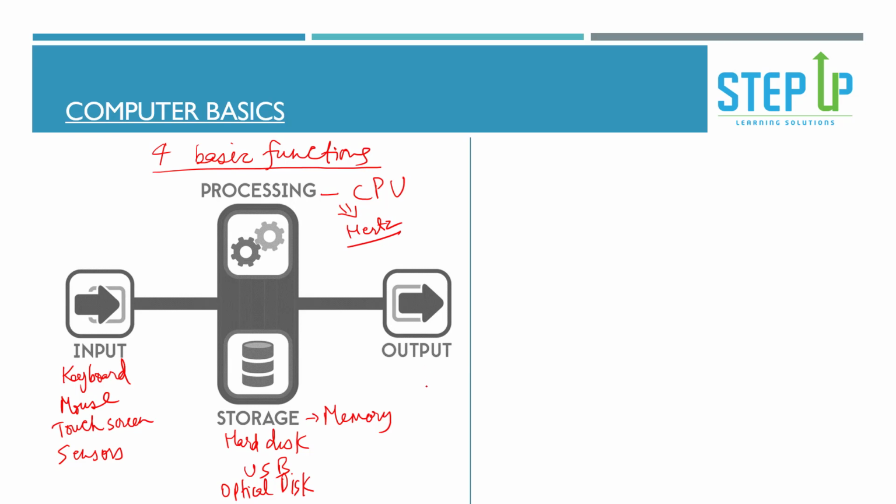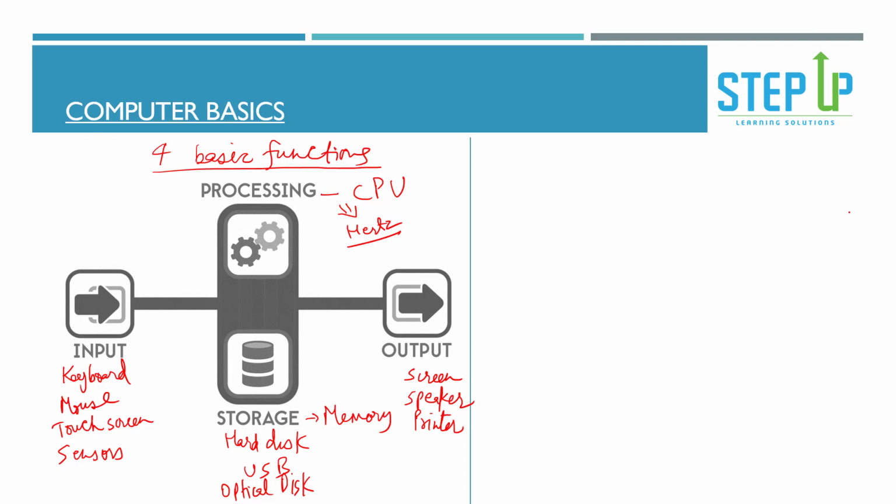Now what is your output? So for example, your output could be your screen of the computer, right? So let's say you played a movie, it could be your speaker, you played a song, right? It could also be maybe you gave a print command, and your printer could be your output, right? So these could be multiple outputs. So this is really the basic of computer.